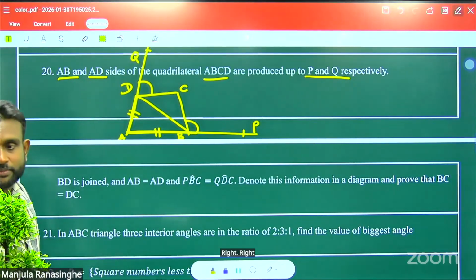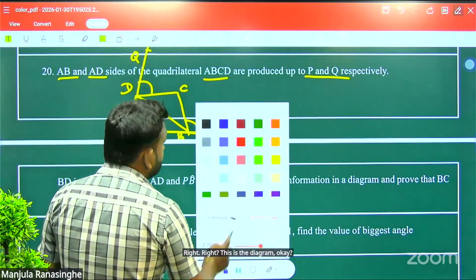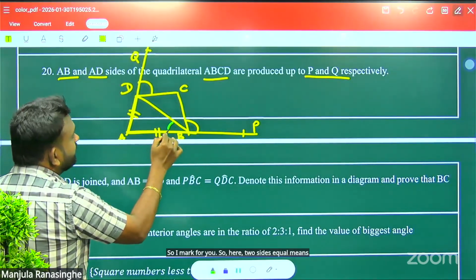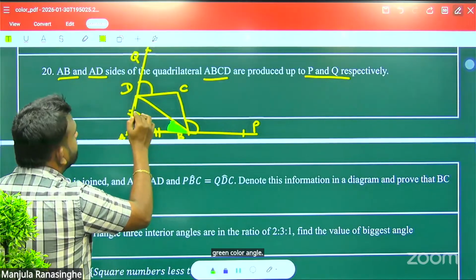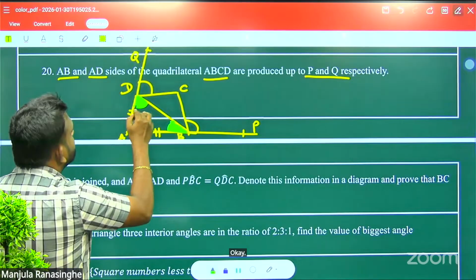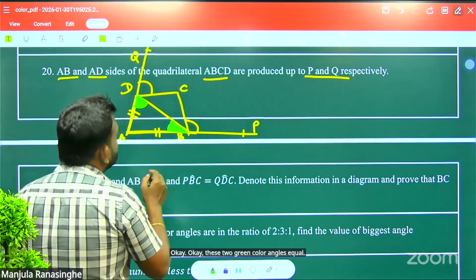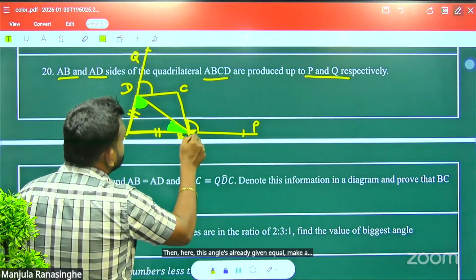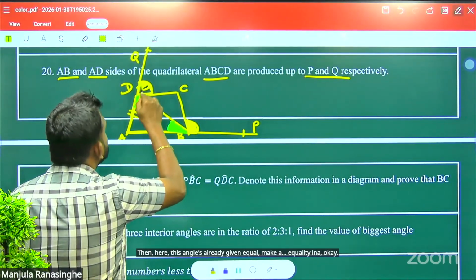Right, now look at how to prove this. This is the diagram. So I mark it for you. Here two sides are equal, so their opposite angles are equal. This green color angle is equal to this green color angle. These two green color angles are equal. Then these angles are already given equal. Fine, that is given.